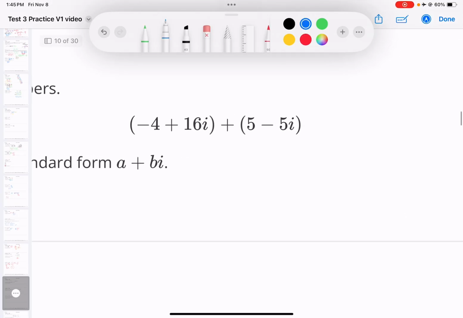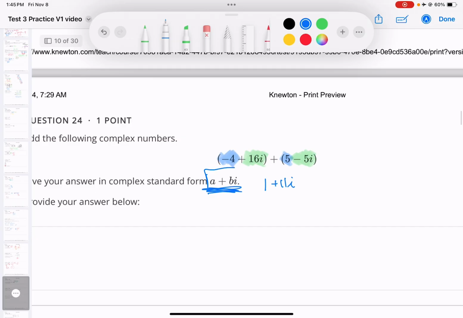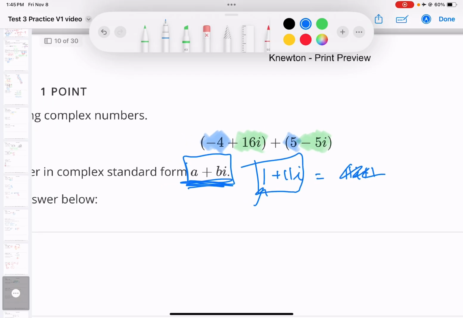Okay, so we're adding, so we're just combining like terms. So I've got a constant, and then I've got a complex. And so if I add those together, negative 4 plus 5 is 1. And then 16i minus 5i is plus 11i. Now, this one does specifically say write this in standard complex form, which is the i is last. Technically, 11i plus 1 is the same, but it wants it in this format. So don't write it that way.